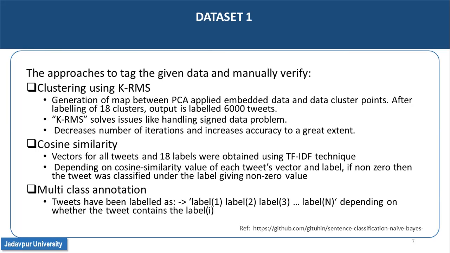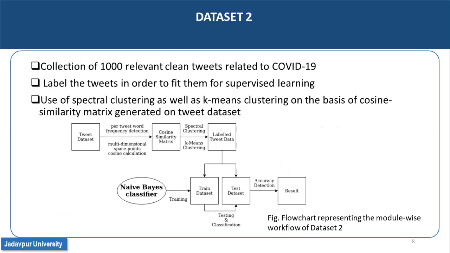And finally, the third method was multi-class annotation. There is a predetermined set of n labels, and if the tweet contains the label i, in between 1 to n, then the tweet has been annotated as label i. For example, if the tweet contains the words which are present in label 3, then it has been labeled as 3. So now we come to the second dataset, dataset 2.